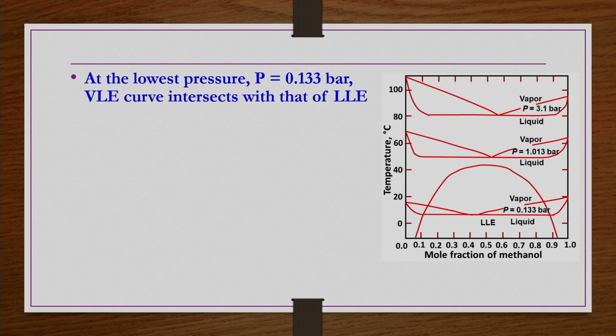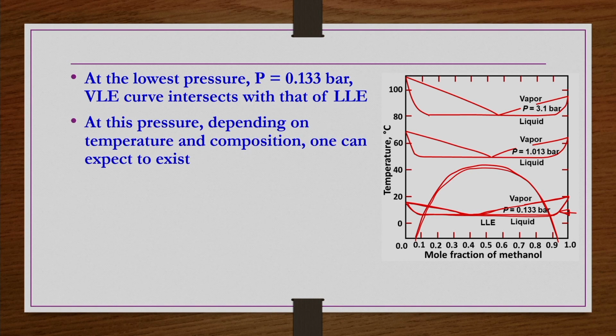So, the same picture is shown here again. At the lowest pressure, that is in this case 0.133 bar, the VLE curve intersects with that of the LLE, that we can see here. So, this is the LLE part, and then this is the corresponding VLE at this pressure. They are intersecting now.